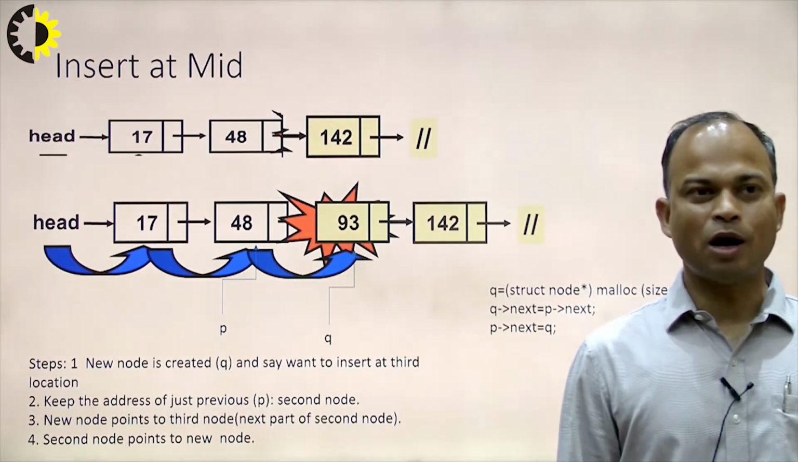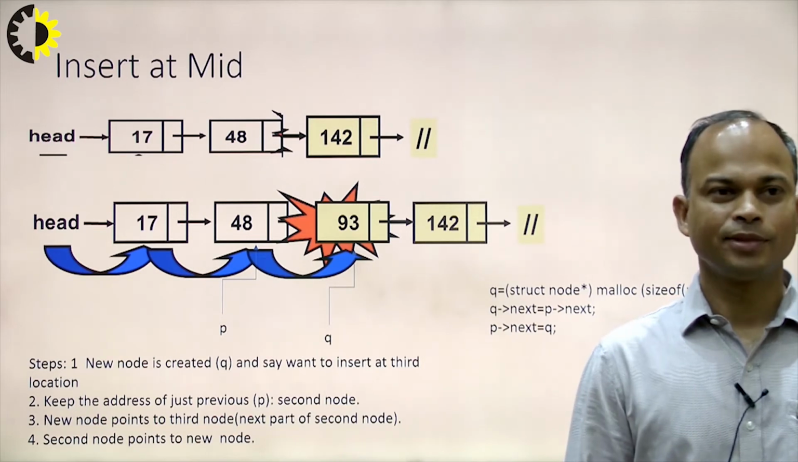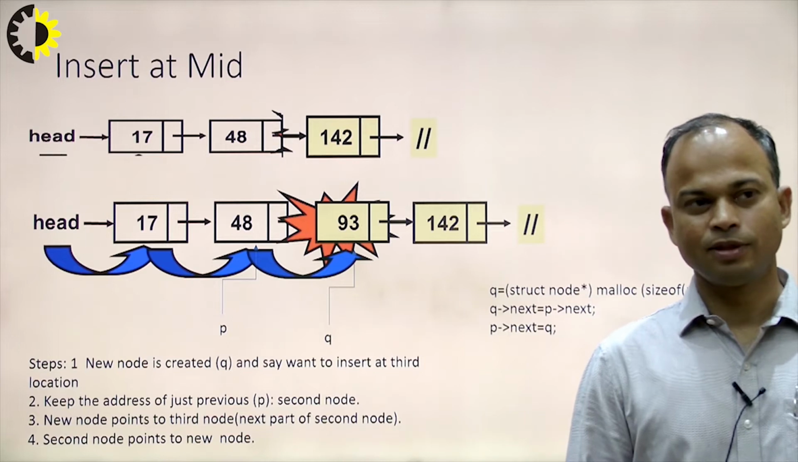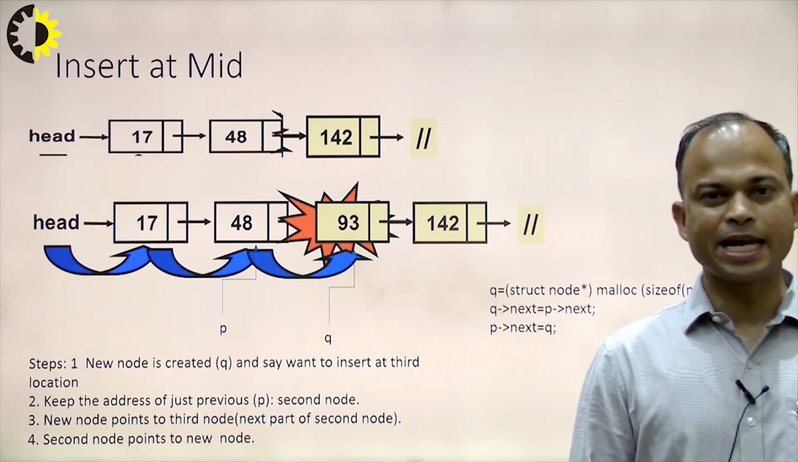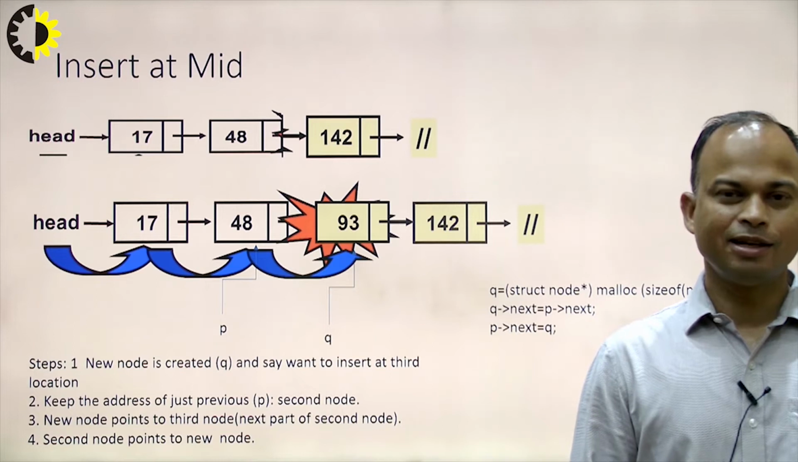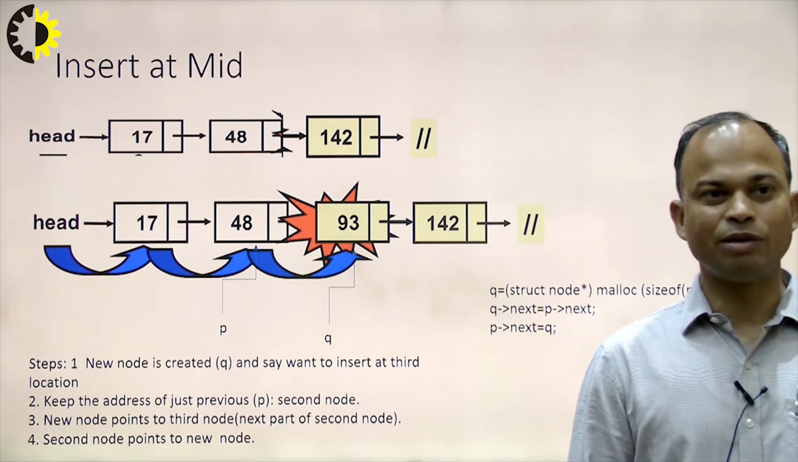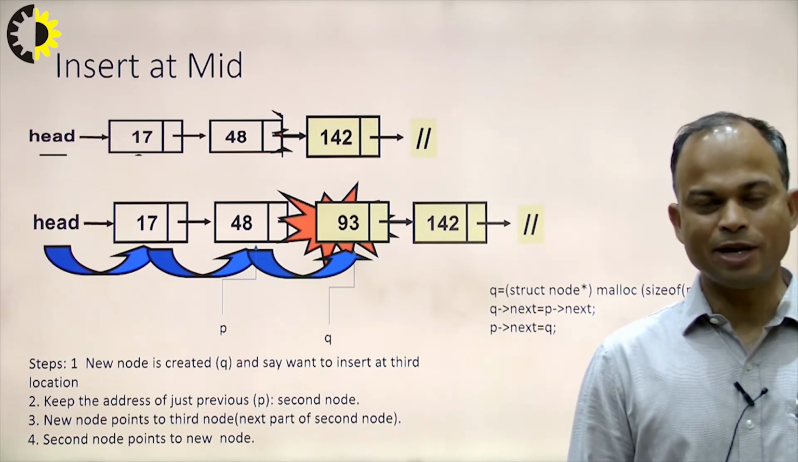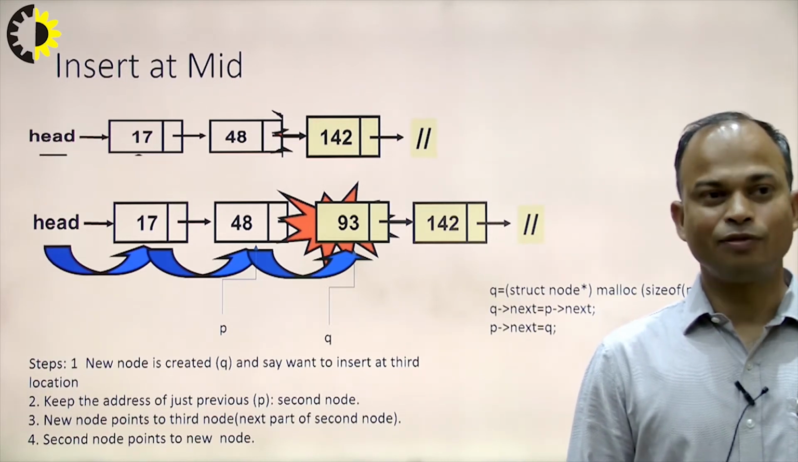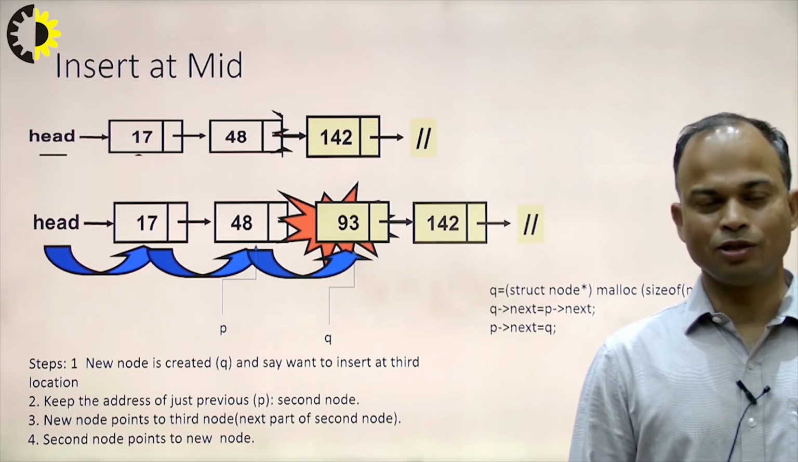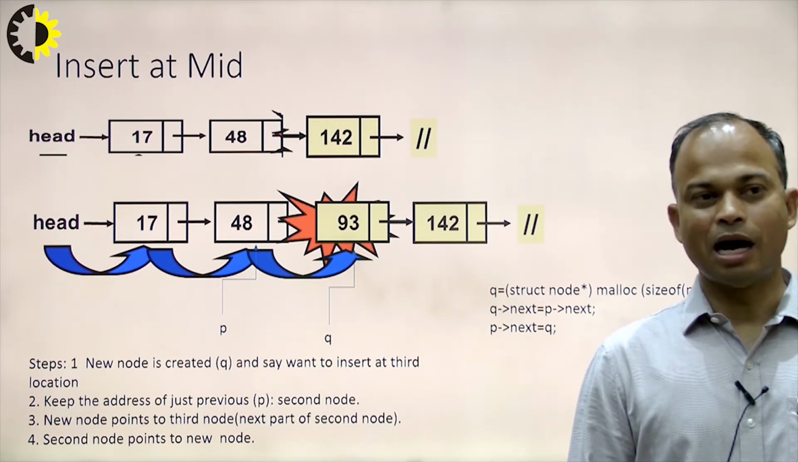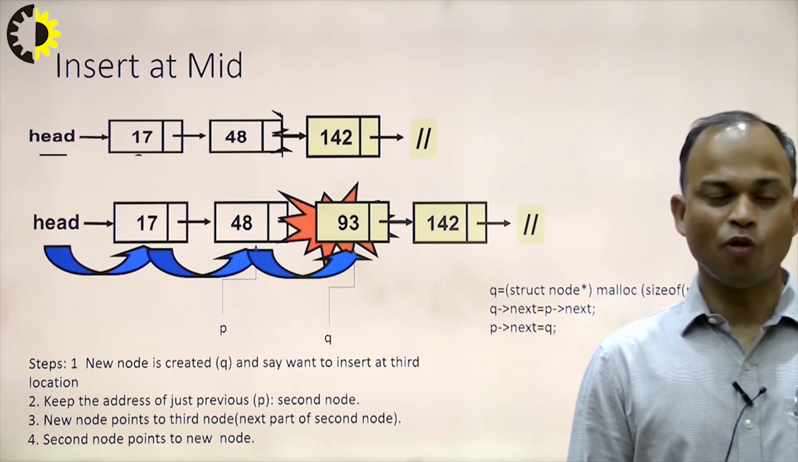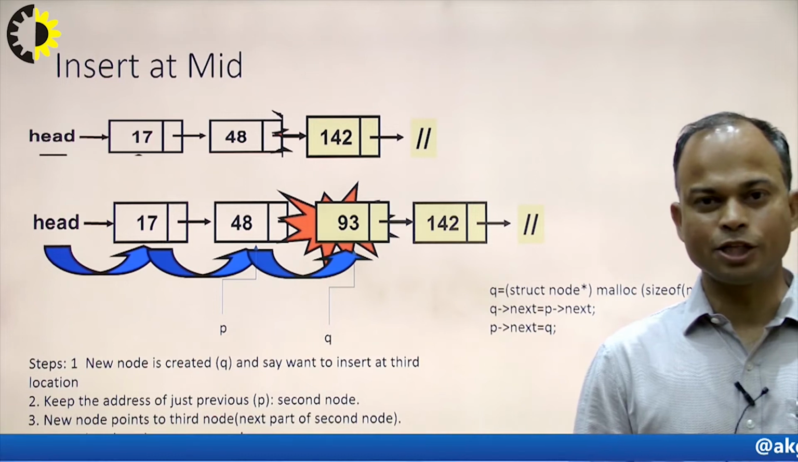Now we are discussing insert at mid. At the top we have three nodes. The first node contains value 17, the second node contains value 48, and the third node contains value 142, and we want to insert a node at the mid. I mean, after 48, after the second location, we want to insert the node. How can we implement this insert operation?